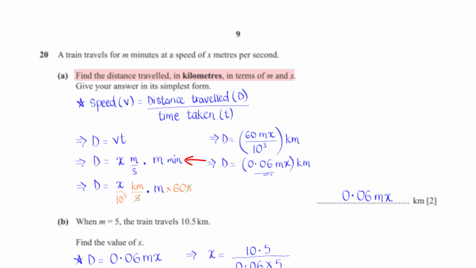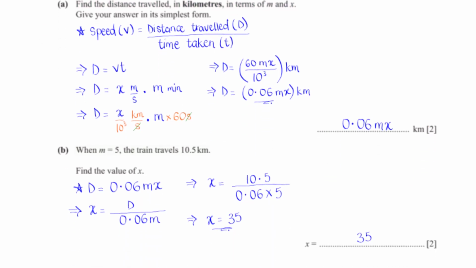Since we want our answer to be in kilometers, we divide x by 10 cubed and multiply m minutes by 60 seconds. And so the seconds cancel out and we are left with 60mx divided by 10 cubed kilometers. 60 divided by 10 cubed is equal to 0.06, and so that leaves us with our final answer of 0.06mx kilometers.